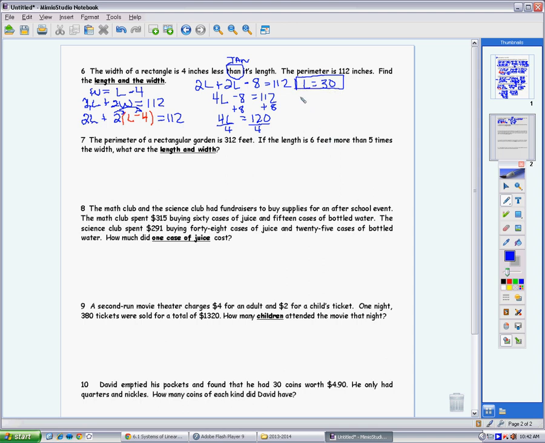Okay, so we know the length of the rectangle is 30. So for the width, we're going to use substitution again. It's going to be 30 minus 4, and the width is going to equal 26. So now we have both the length and the width of our rectangle.